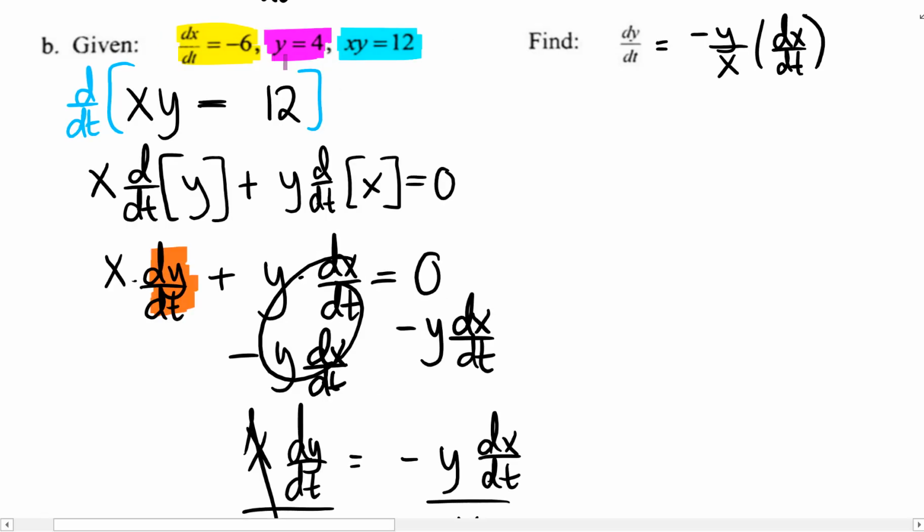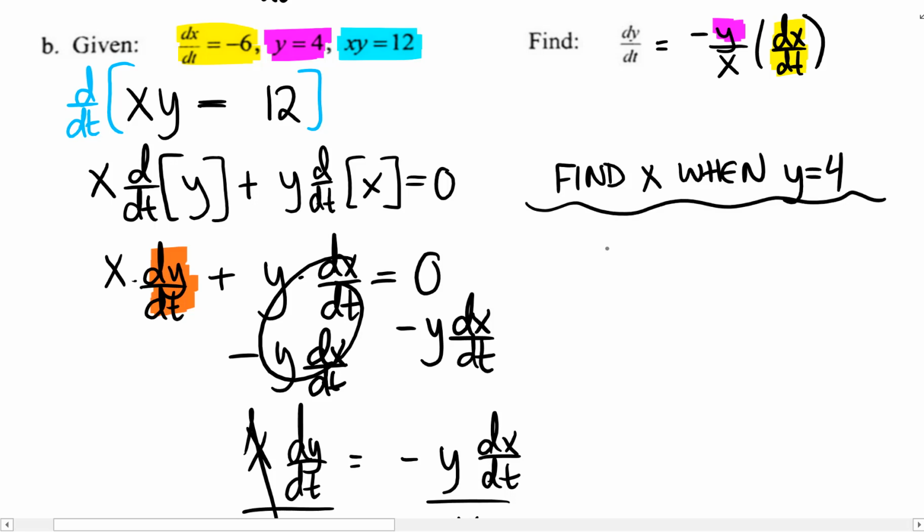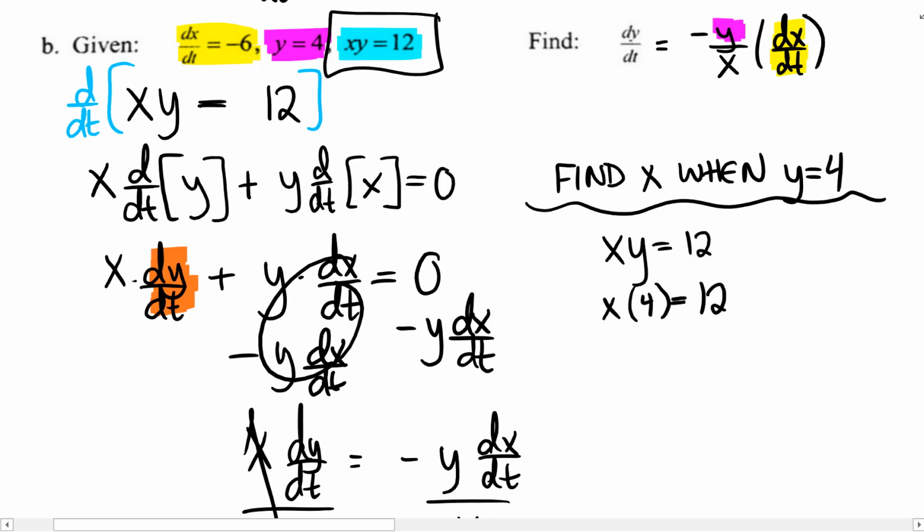Now it's time to plug in the values you know. y equals 4, dx/dt equals negative 6, and x, wait, but what is x? Well, we know what y is. y is 4, so we need to find out what x is when y is 4. Our relationship between x and y is this equation, x times y equals 12. So if y is equal to 4, x is equal to 3. And that will be plugged in for our x value.